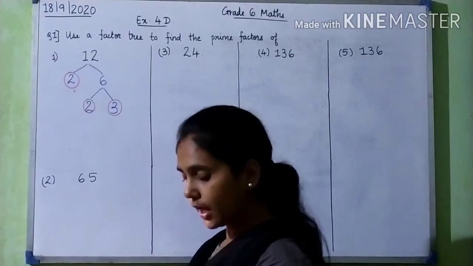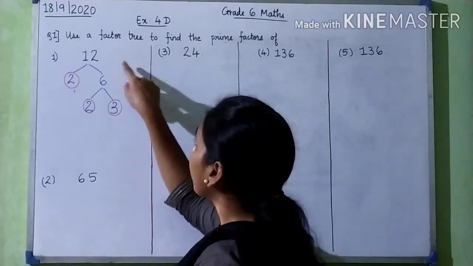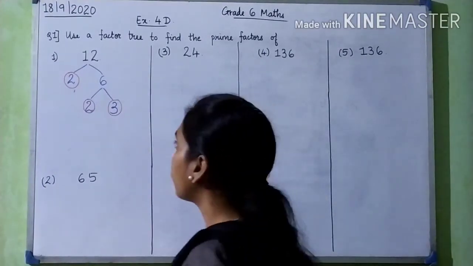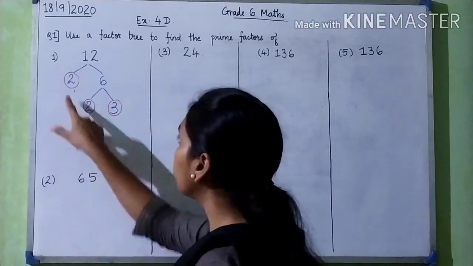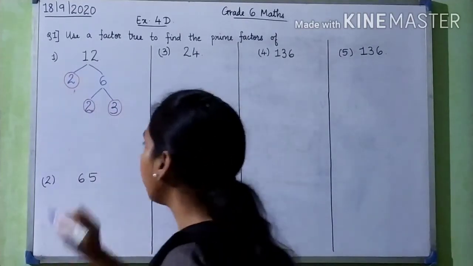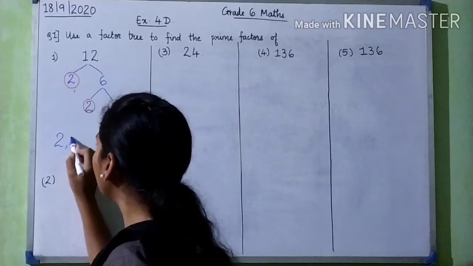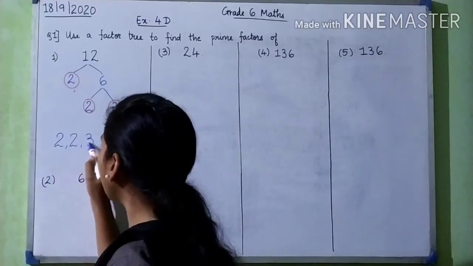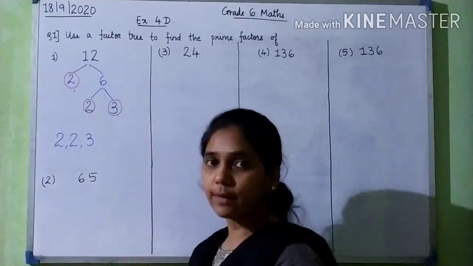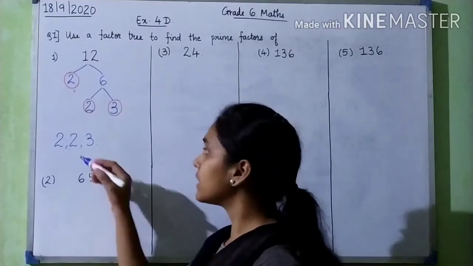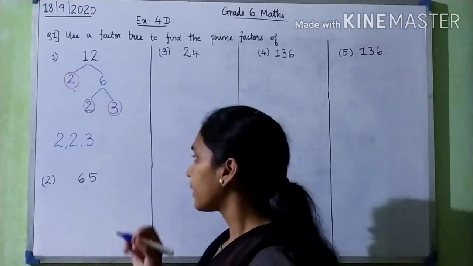So what are the prime factors of 12? The prime factors of 12 are 2, 2 and 3. Why? Because all these which we have got are prime numbers. So these are the prime factors of 12. Now we go to the second one.